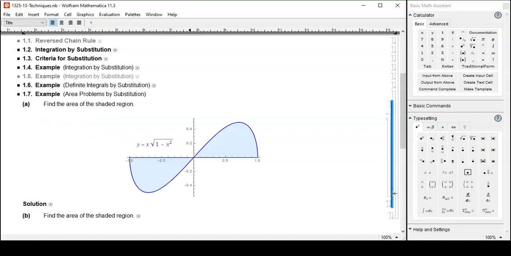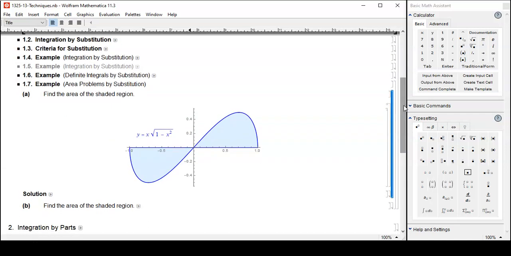Some area problems with substitution. How about this one? Okay, all right. You calculate the area using integration by substitution. So you have to set up the integral. But then again, if you integrate from -1 to +1, you're going to get 0 because negative area and positive area will cancel each other out.